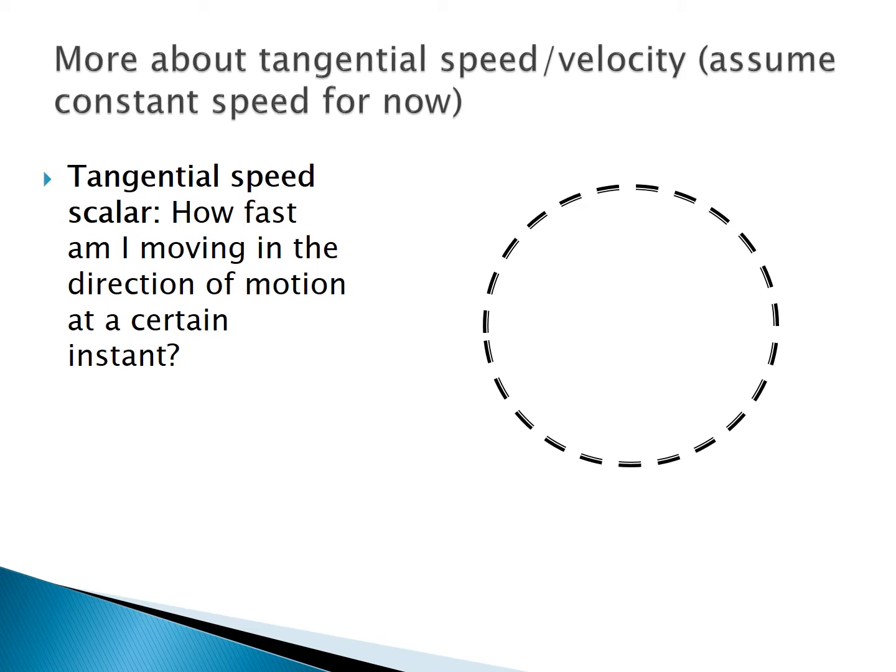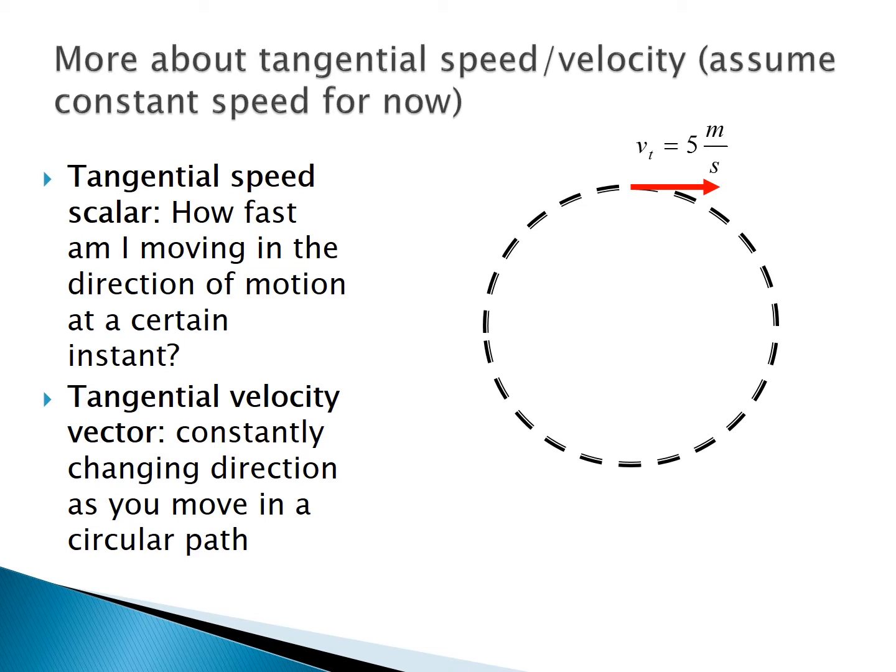So a little bit more on tangential speed and velocity. We're going to assume we're moving at a constant tangential speed around a circular path. And what we're asking is, how fast am I moving in the direction of motion at that instant? If my direction of motion is shown here, moving to the right at that instant, I can say my tangential speed here is 5 meters per second. That's how fast I'm going in the direction of motion. Now, if I wanted to find a tangential velocity, I'm talking about what is my speed in the direction of motion and what is my direction. Direction's constantly changing, so we can't really assign a constant i or j component to every velocity vector. They're going to be changing, so our i and j components are constantly changing.